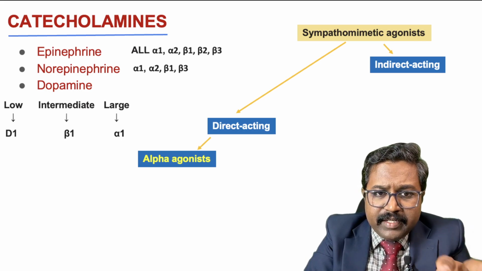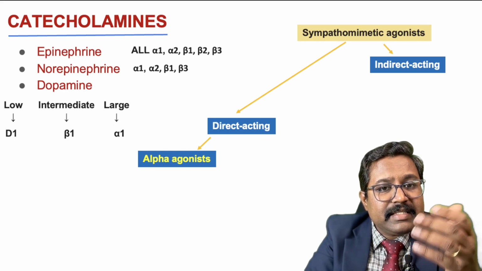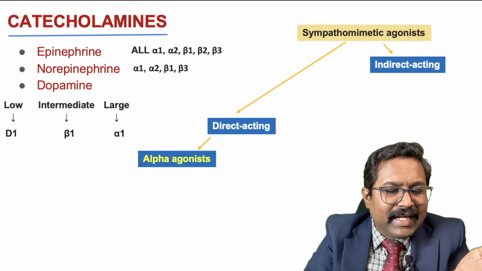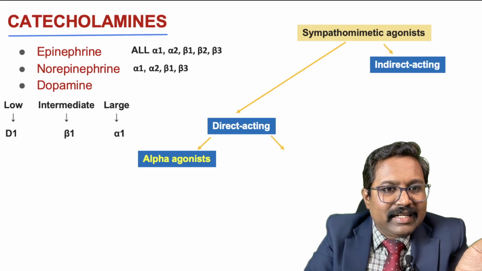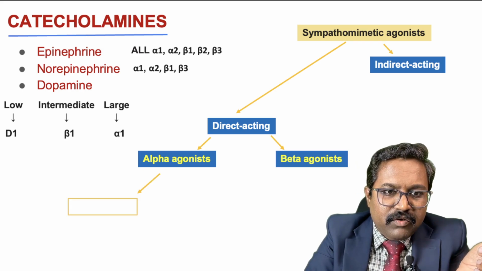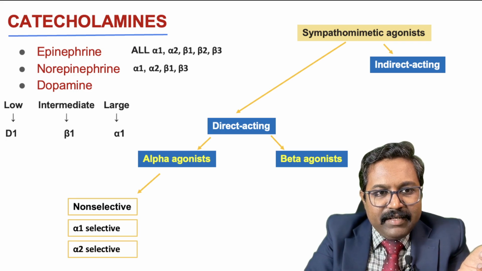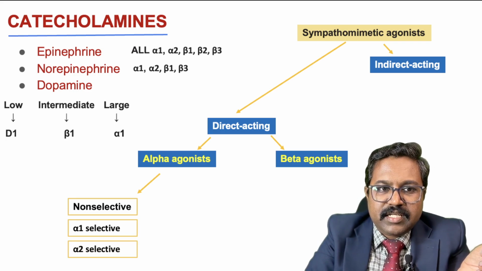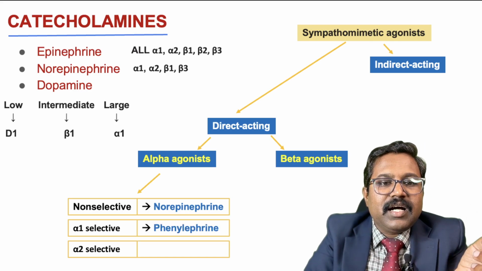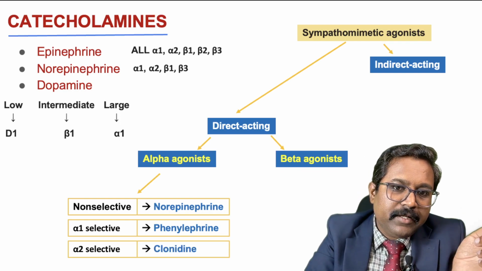How are they going to increase it? By blocking the norepinephrine transport channel or by increasing the release of the norepinephrine into the synaptic cleft. So coming to the directly acting drugs, they can be classified into alpha agonists and beta agonists, and alpha agonists are further classified into non-selective, alpha 1 selective and alpha 2 selective agonists. The non-selective example is norepinephrine, the alpha 1 selective agonist is phenylephrine, the alpha 2 selective agonist is clonidine, and next we have the beta agonists.